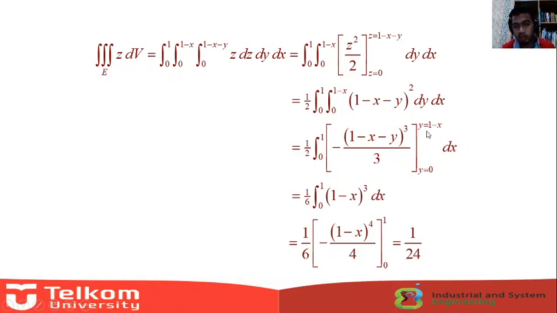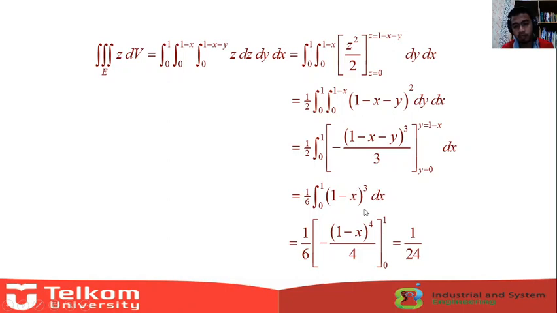When y equals 1 minus x, the result is 0, and minus minus gives a positive. When y equals 0, we put in 0 and get 1 minus x to the power 3 over 3. Same as before, the 3 is separated to the front, so a half times 1 over 3 gives 1 over 6, times the integral from 0 until 1 minus x to the power 3 dx.